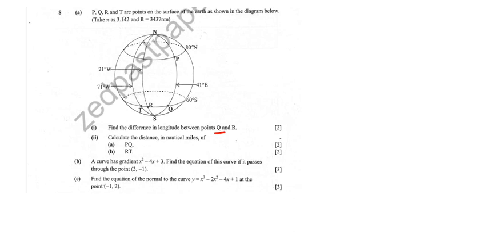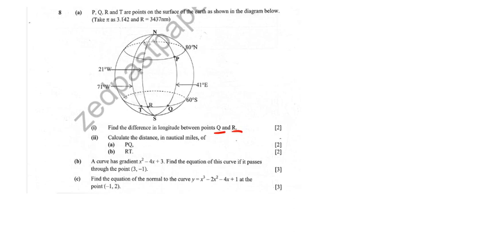So question 8a, it's saying P, Q, R, and T are points on the surface of the earth as shown in the diagram below. Take pi as 3.142 and radius equal to 3437 nautical miles. So the first question is saying find the difference in longitudes between point Q and R.